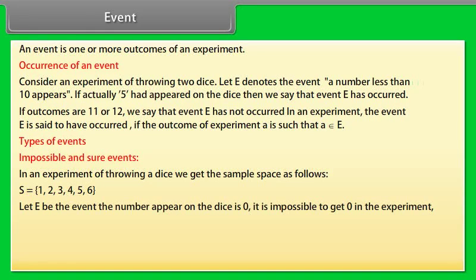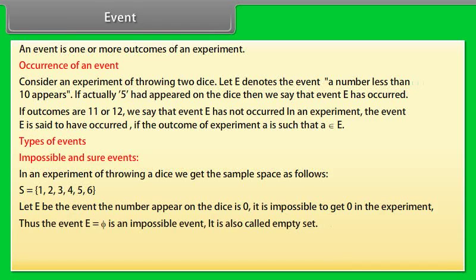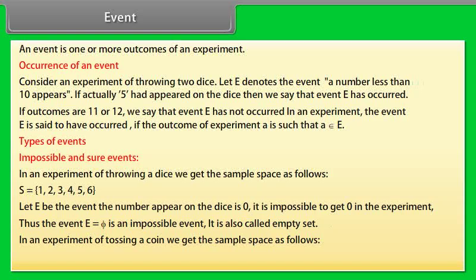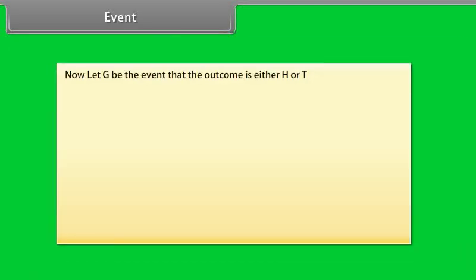Let E be the event the number that appears on the dice is 0. It is impossible to get 0 in the experiment. Thus, the event E is equal to phi, an impossible event. It is also called empty set. In an experiment of tossing a coin, we get the sample space as follows. S is equal to H, T. Now let G be the event that the outcome is either H or T. Thus the event G is equal to H, T, a sure event.